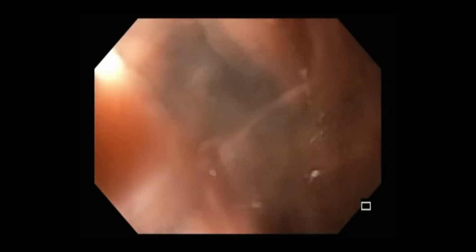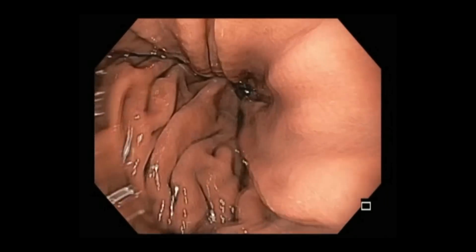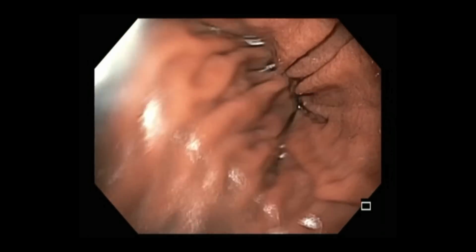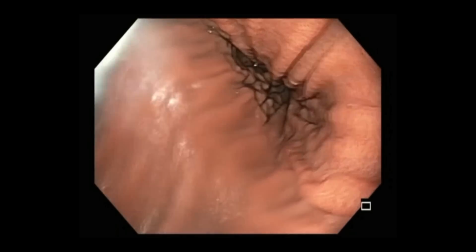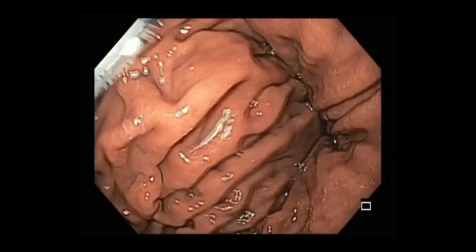It's important as trainees to establish a consistent pattern of examination, so you don't forget to examine certain parts of the stomach. And by consistency, you make it a habit and do a very thorough exam each and every time.